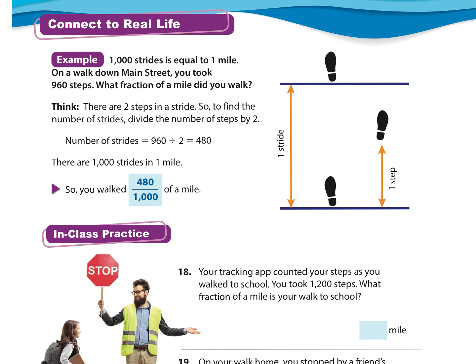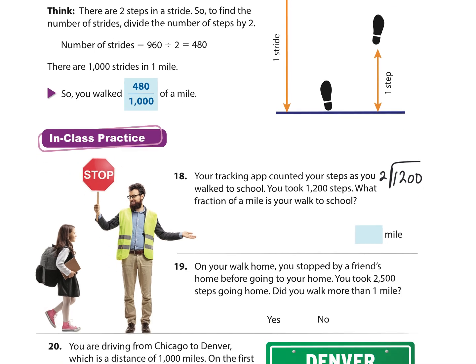By, what did we just divide by? 2, because we know that 2 steps is equal to 1 stride, right? So I would do 1,200 divided by 2. I know 2 can't go into 1, but it can go into 12 6 times. And then 2 goes into 0 0 times, and 2 goes into 0 0 times. So what did I end up with? I ended up with 600, but 600 out of what? 600 thousandths.